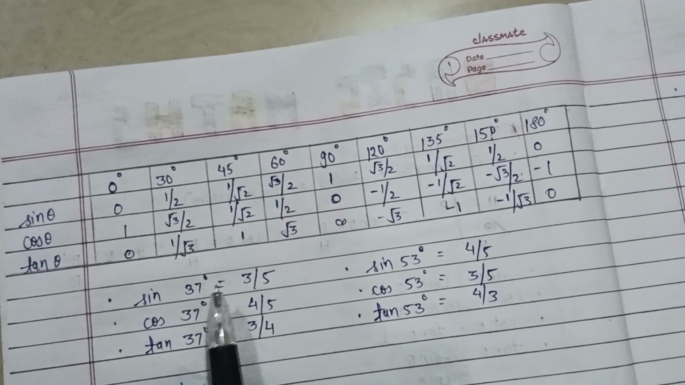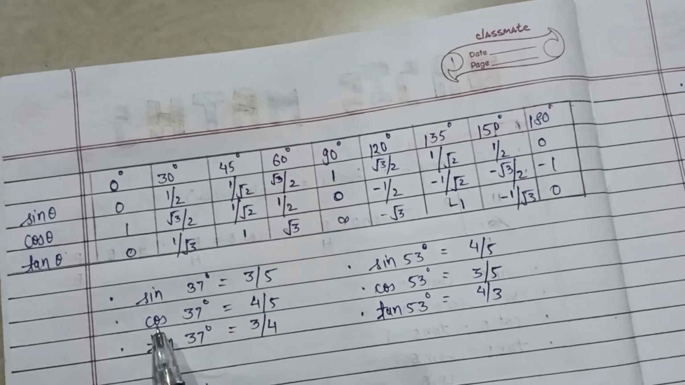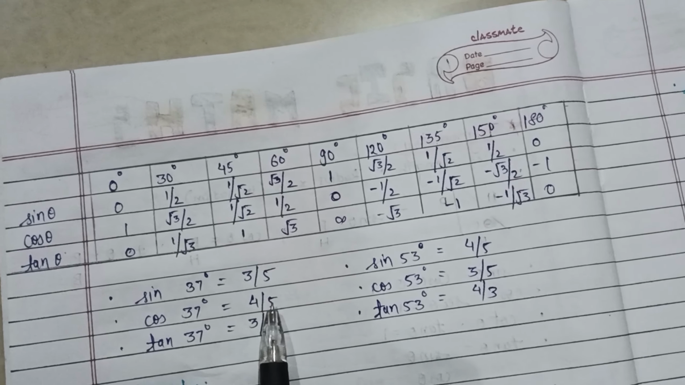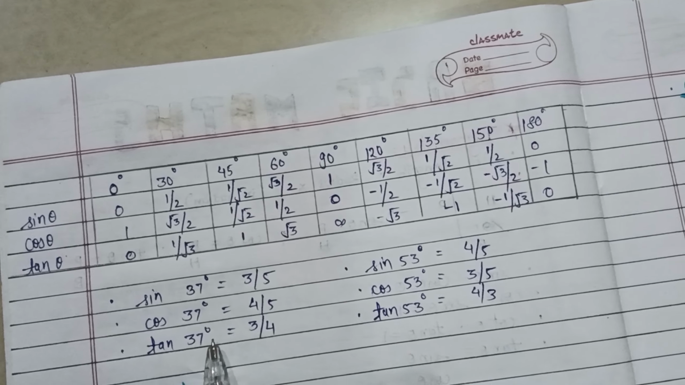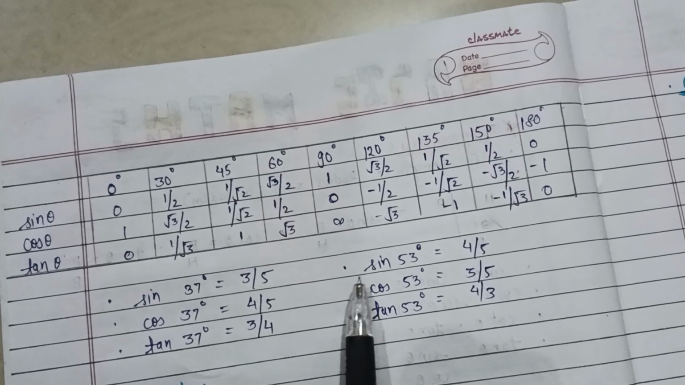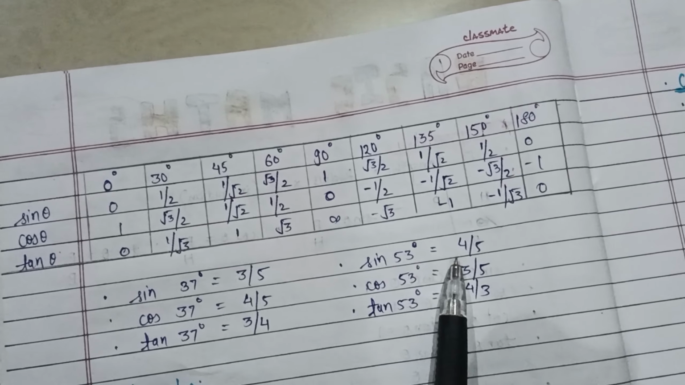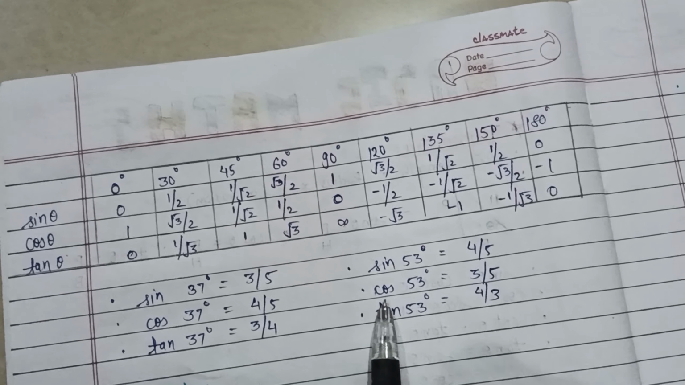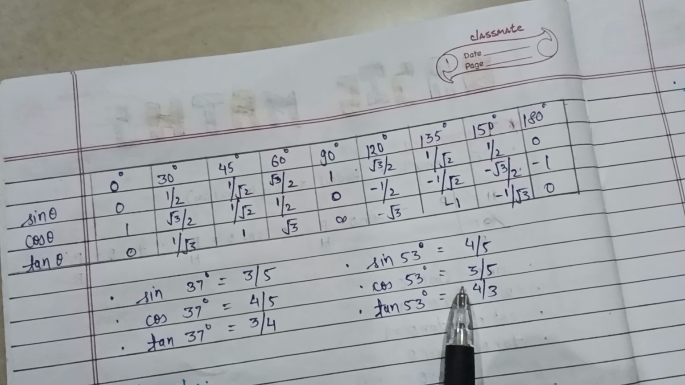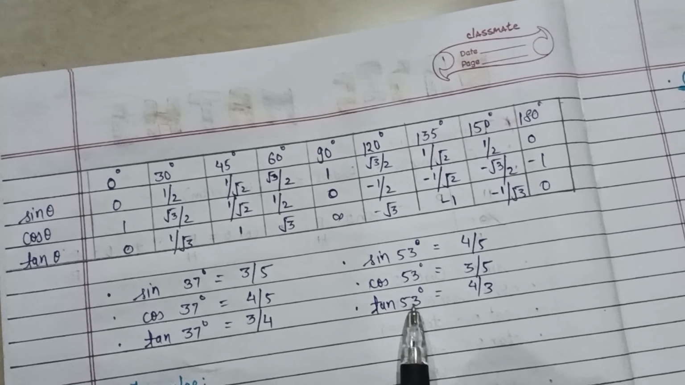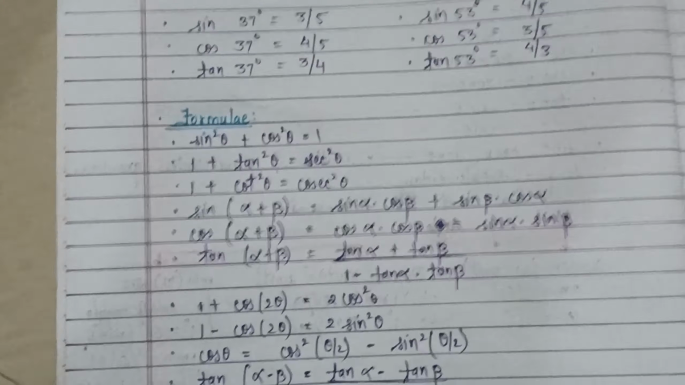Sine of 37 degree is equal to 3 by 5, cos of 37 degree is equal to 4 by 5, tan of 37 degree is equal to 3 by 4, sine of 53 degree is equal to 4 by 5, cos of 53 degree is equal to 3 by 5, tan of 53 degree is equal to 4 by 3.